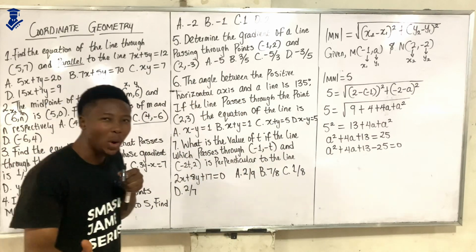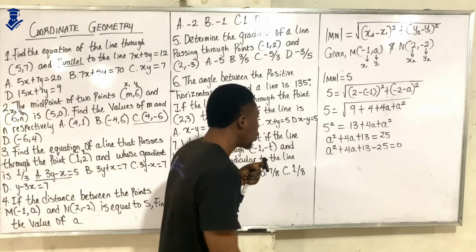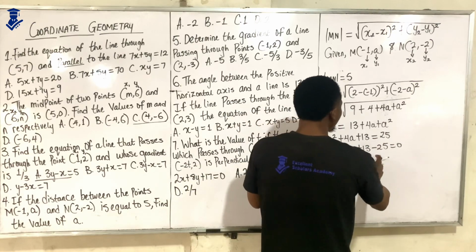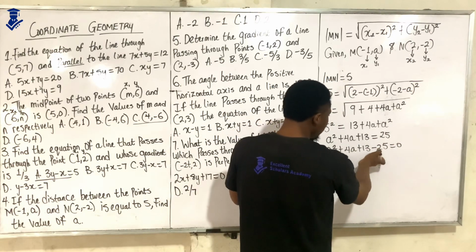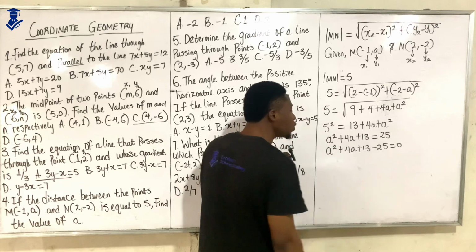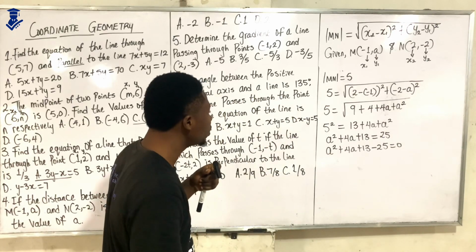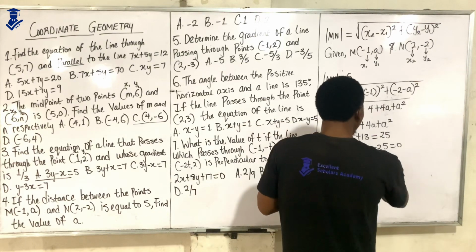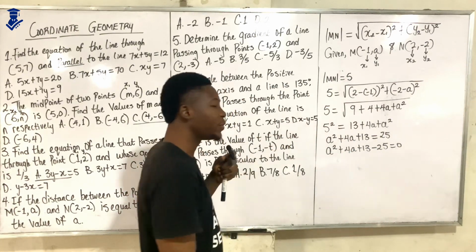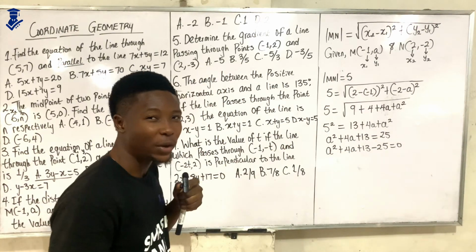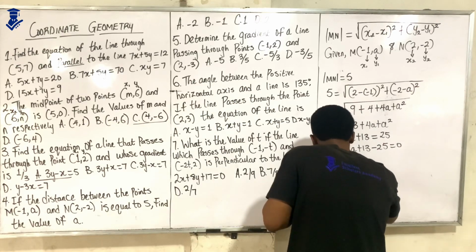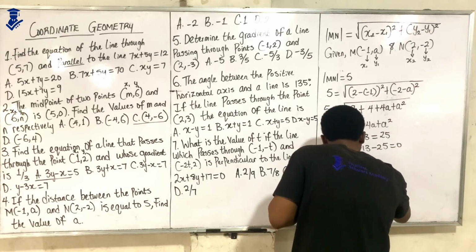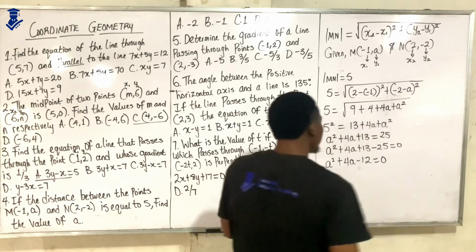Alright? So now, what I'm going to do next is simplify this. 13 minus 25 is going to give us what? What is 13 minus 25? Alright? 13 minus 25 is going to give us what? 12. Alright? Not just 12, but minus 12. So it becomes what? a squared plus 4a minus 12 is equal to 0.